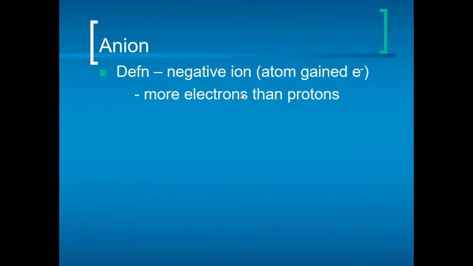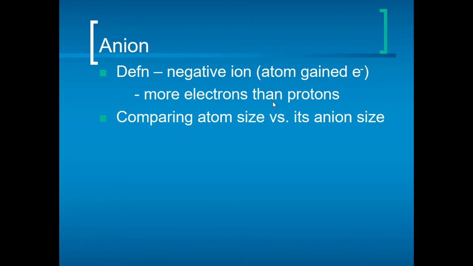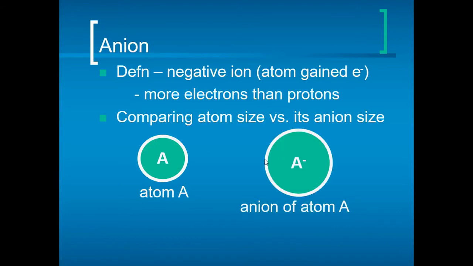Okay, an anion. An anion is when you have an atom that has a negative charge. In other words, it gained an electron, so it has more electrons, more negative stuff, than protons, positive stuff. So if you were to compare the size of an atom to its anion, atom A versus A minus, A minus is bigger than A.